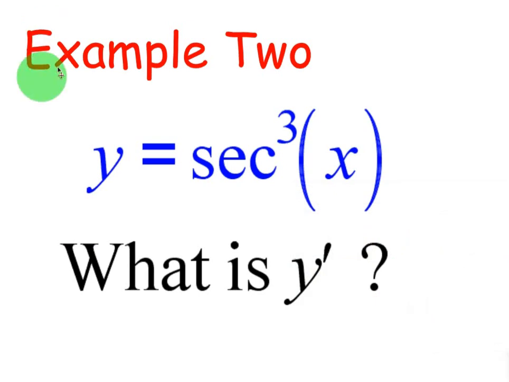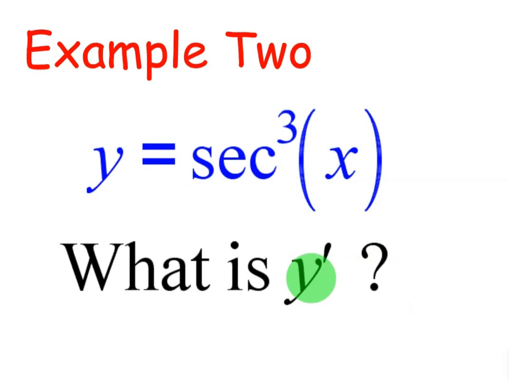Alright, example 2 for the chain rule, we have y equals secant cubed of x. What is y prime? In other words, what's the derivative of y? Just remember, what does the derivative mean? It means in its equation that gives you the slope of the tangent line at any point on the original graph. So always try to equate that to its graphical interpretation.